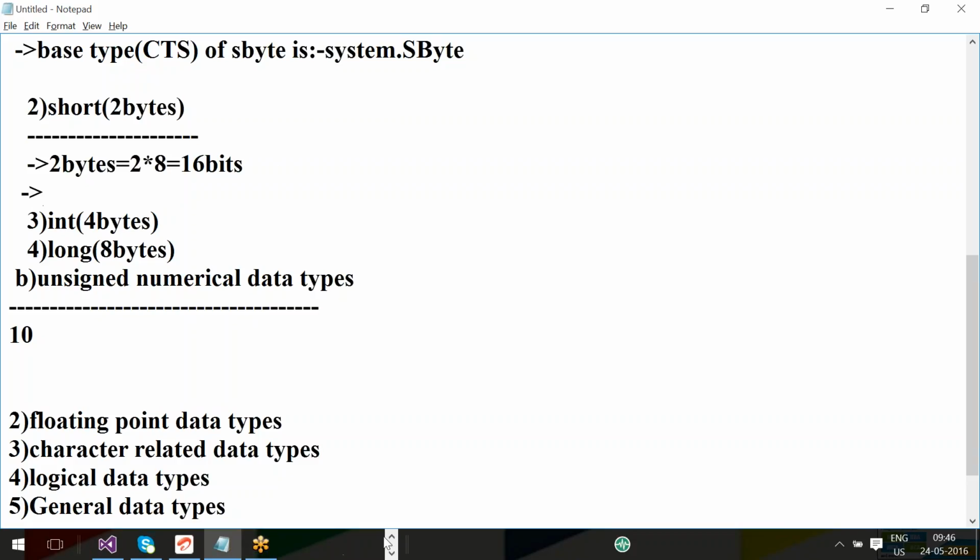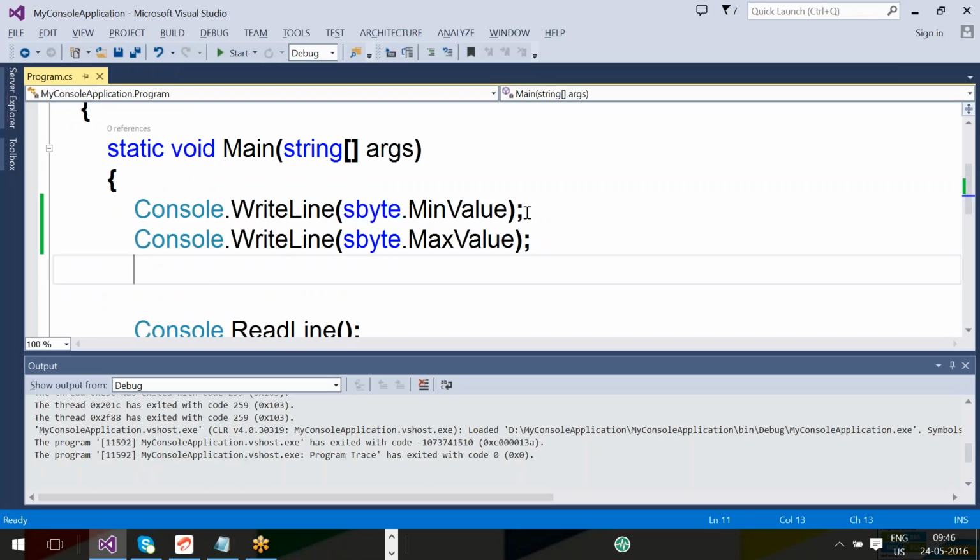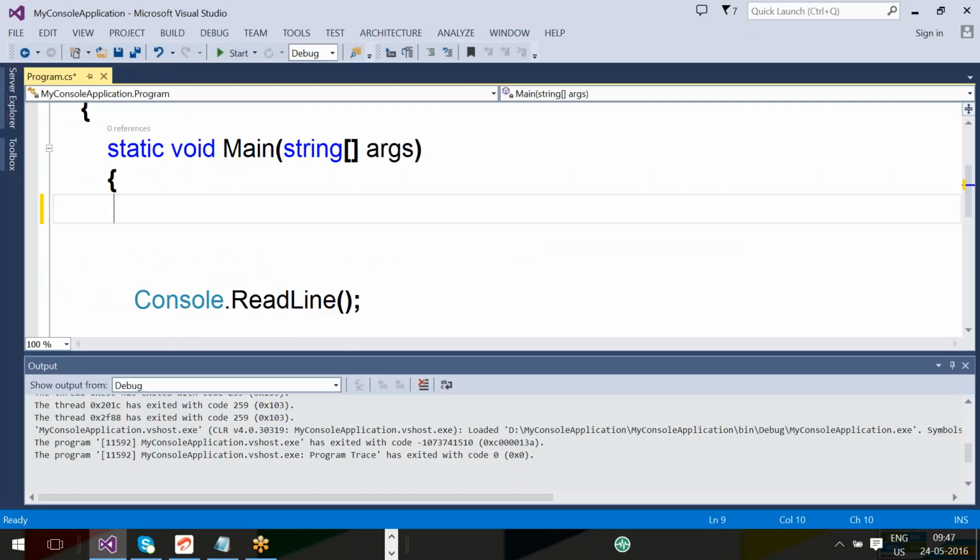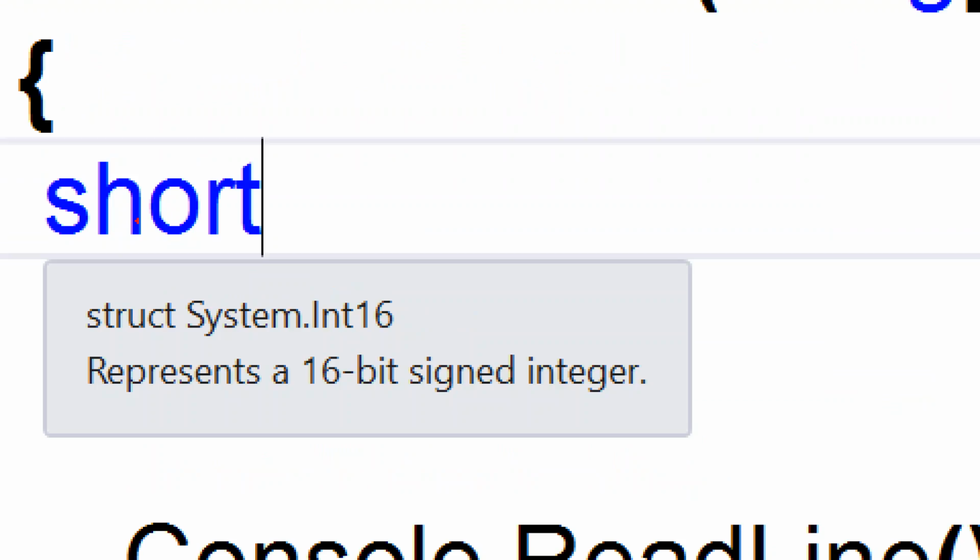Now let's find the min value and max value. Before that, let's find the base type of short. I want to know the base type of short. Okay guys, tell me how to find the base type of the short type. Keep the cursor on short, IntelliSense will show you a pop-up: System.Int16 is the base type.